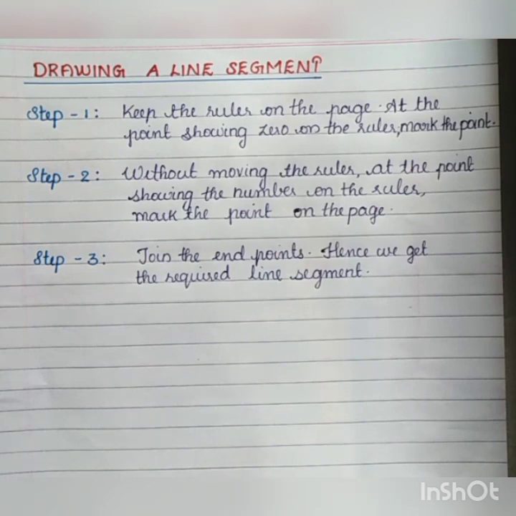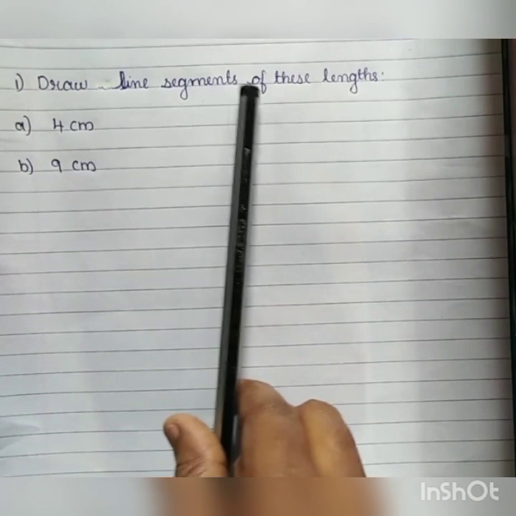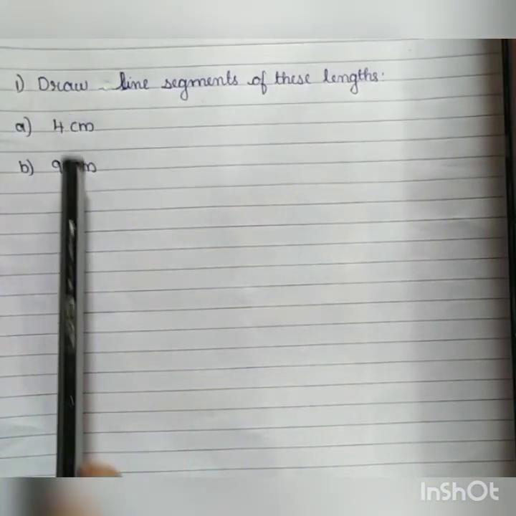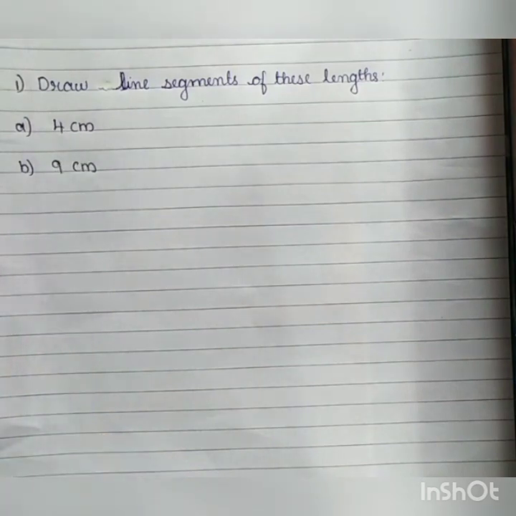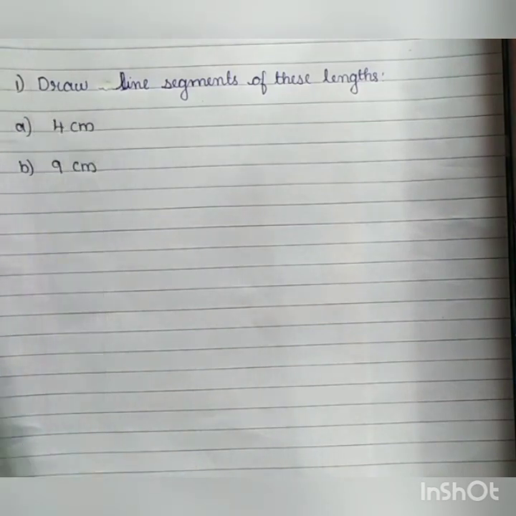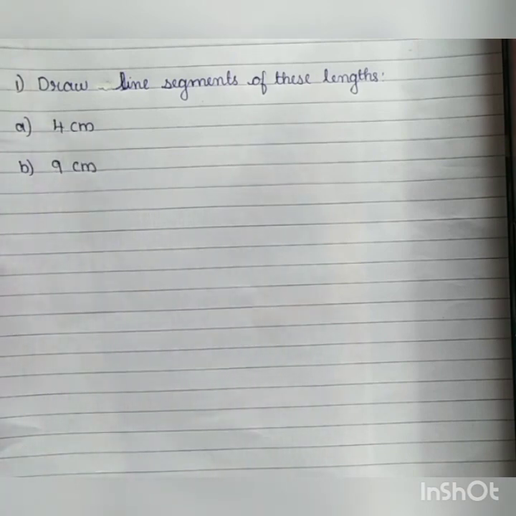Let's do one example. So children, here is a question. Draw line segments of this length. Here two lengths are given. We should draw the line segment using this length. The first one is 4 cm. So we have to draw a line segment of length 4 cm. So let's do the first question.